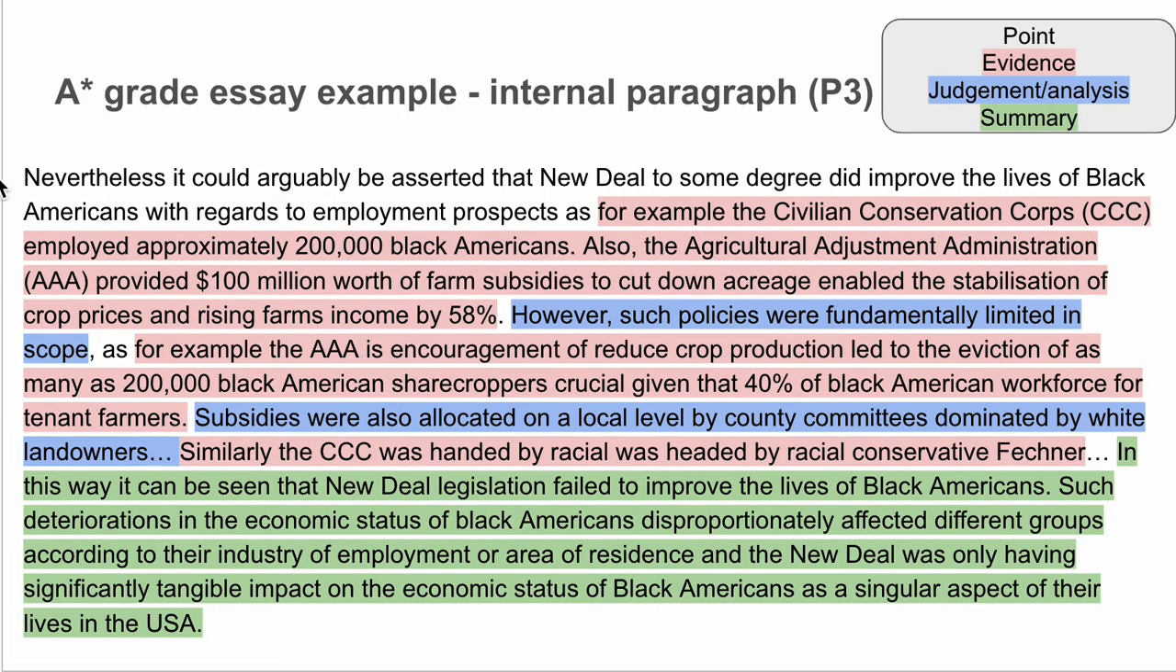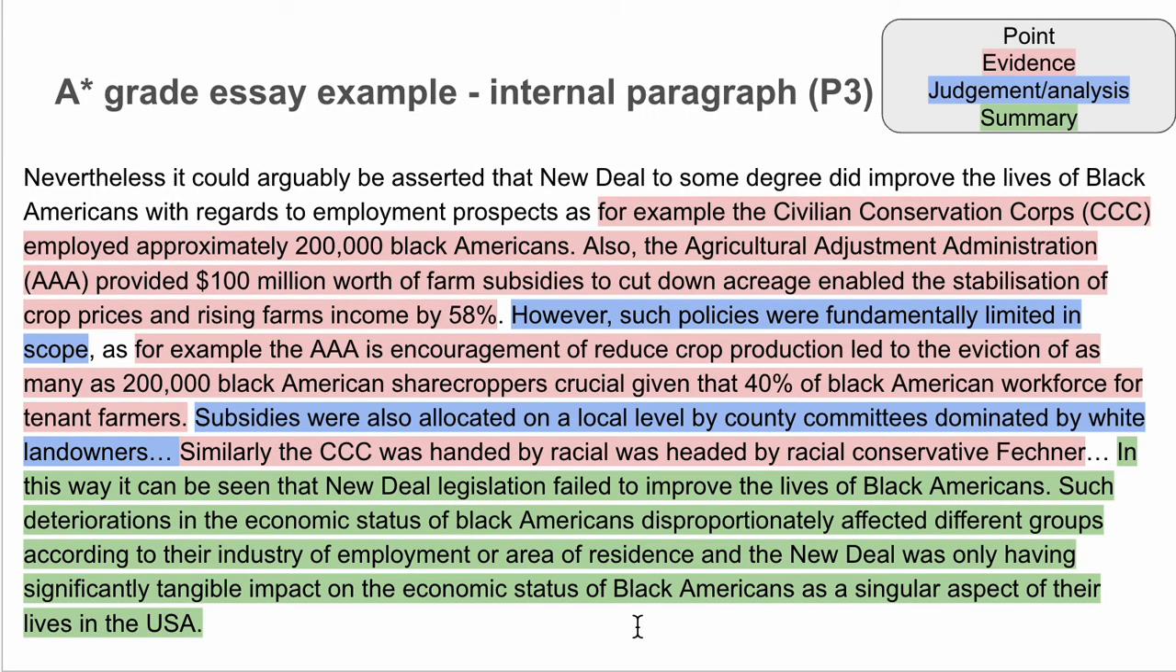So if we look at the A-star grade internal paragraph, I've had to cut this back a lot and not include as much of it here. But if we look at the evidence, firstly, how precise it is, so we're getting precise evidence, and then the next thing I want to focus on for this A-star paragraph is the summary. It's very, very clearly weighing up this paragraph.